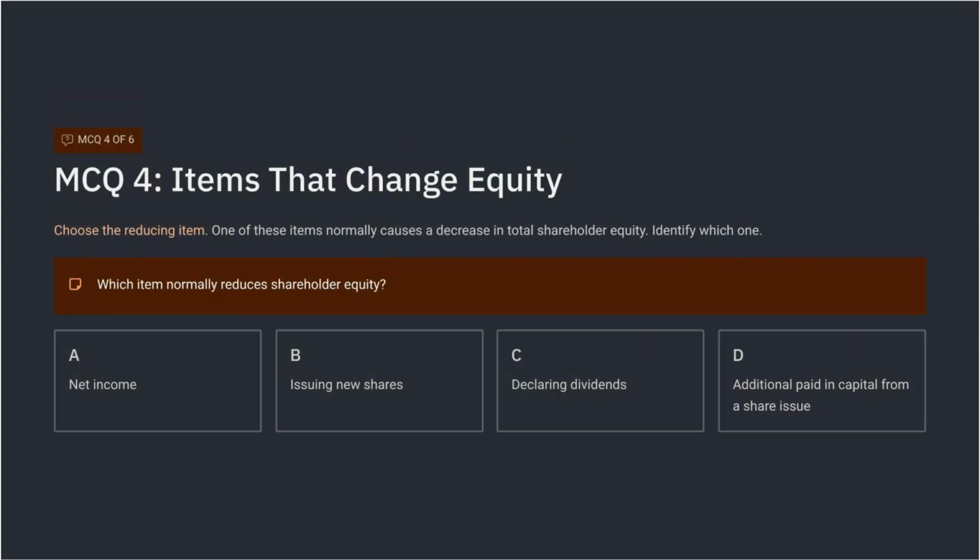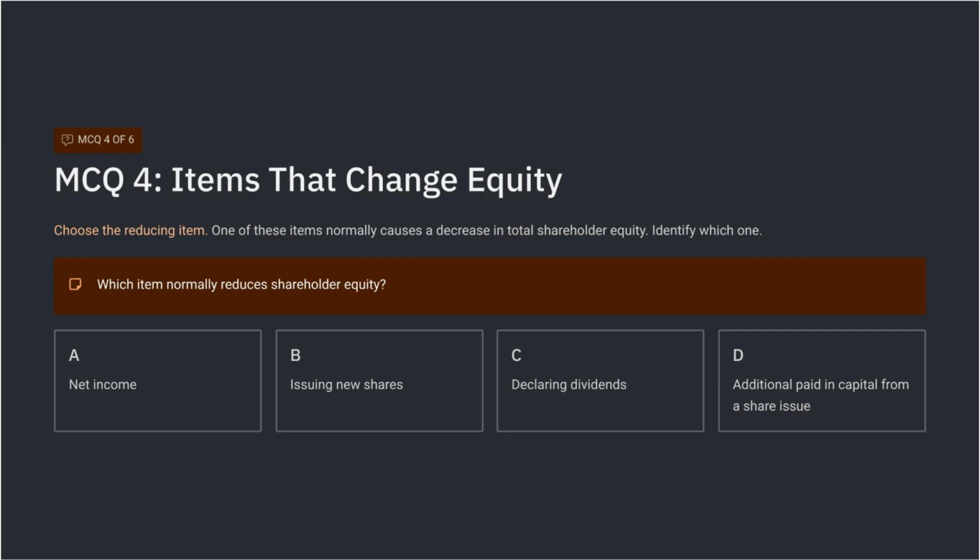Now question 4. Which item normally reduces shareholder equity? Option A, net income. Option B, issuing new shares. Option C, declaring dividends. Option D, additional paid in capital from a share issue.